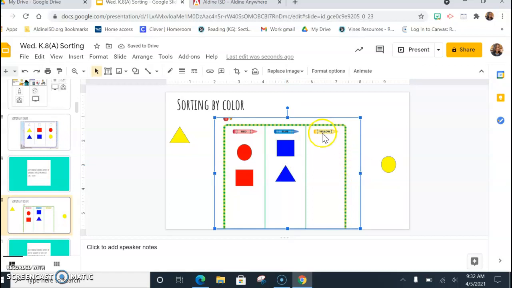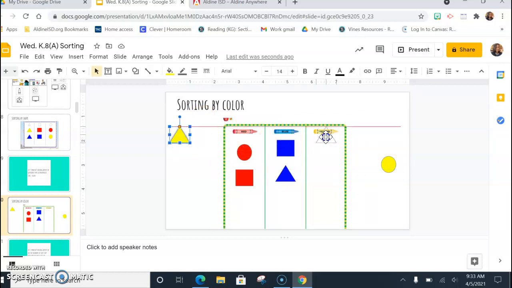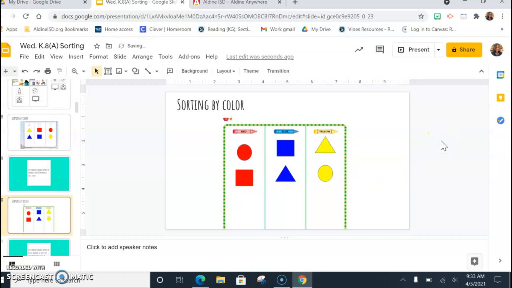Awesome. And last but not least, our last category is yellow. What shape can I put in the yellow category? I can put the yellow triangle and the yellow circle. Okay. Why? Because they are yellow and we're sorting our objects by color. Good job.